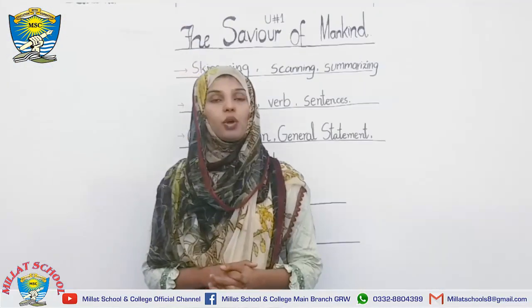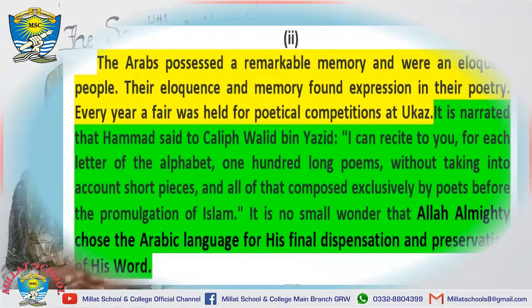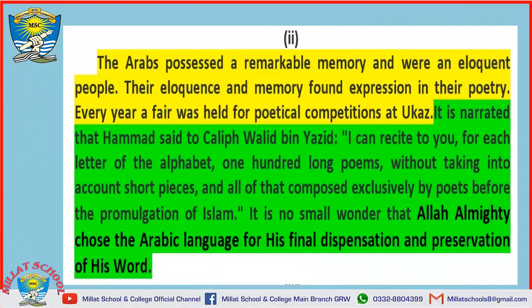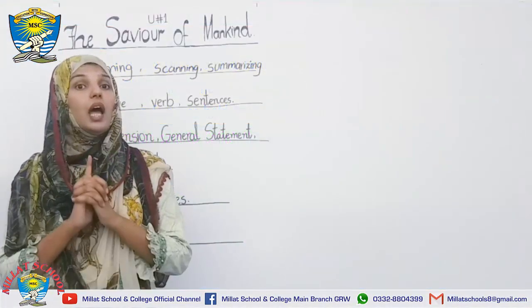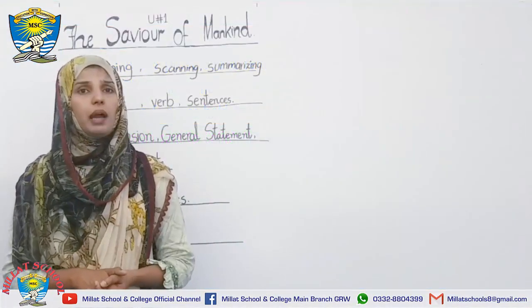Now I am coming towards the comprehension. All the general and specific statements are going to be highlighted in front of you on the screen. You can see the statements in the yellow color are the general statements, and the statements in the green color are the specific statements. Now I am coming towards the questions that are the necessary part of comprehension.